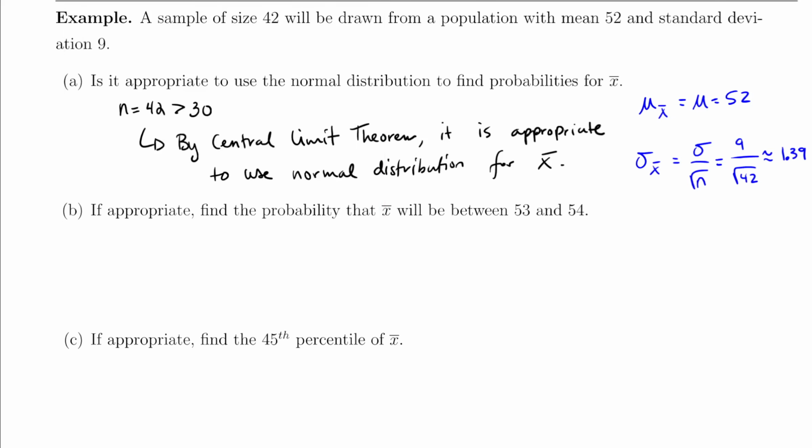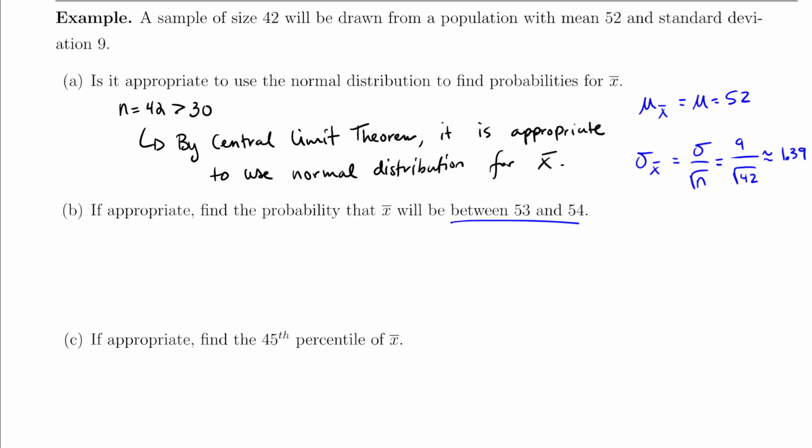Okay, so for B, if appropriate, find the probability that x bar will be between 53 and 54. C is, if appropriate, find the 40th percentile of x bar. Now we have done both of these types of problems in the past few minutes, so I would encourage you to pause the video now and attempt both B and C on your own. Then unpause to check your work. So use this as an opportunity to test your understanding.